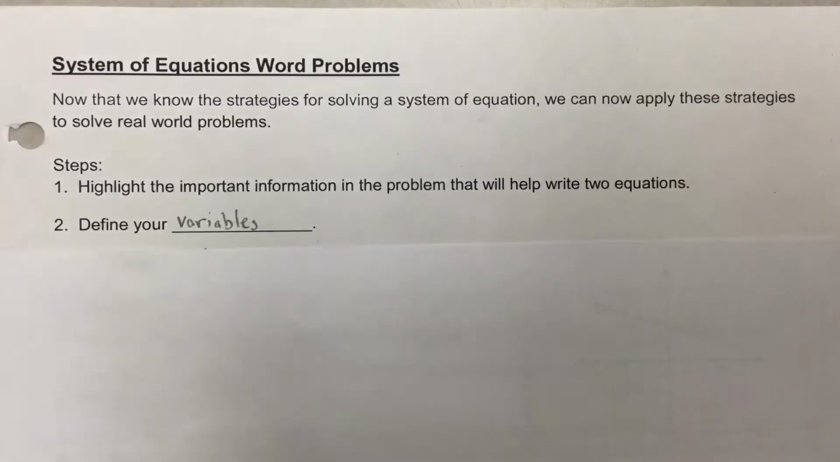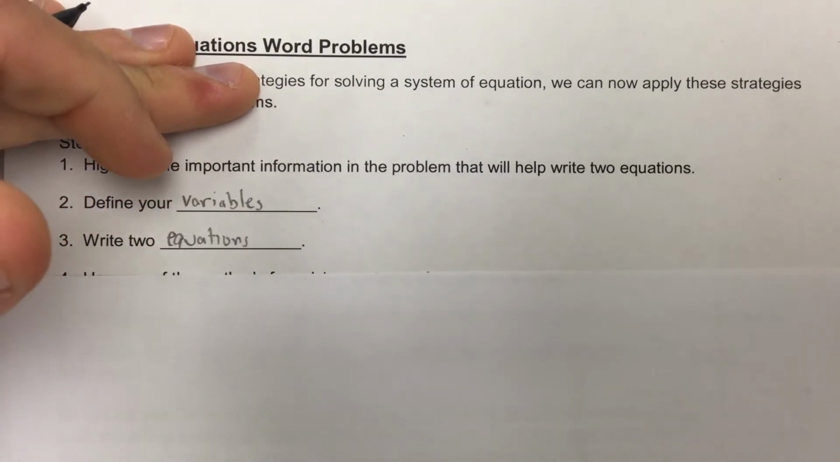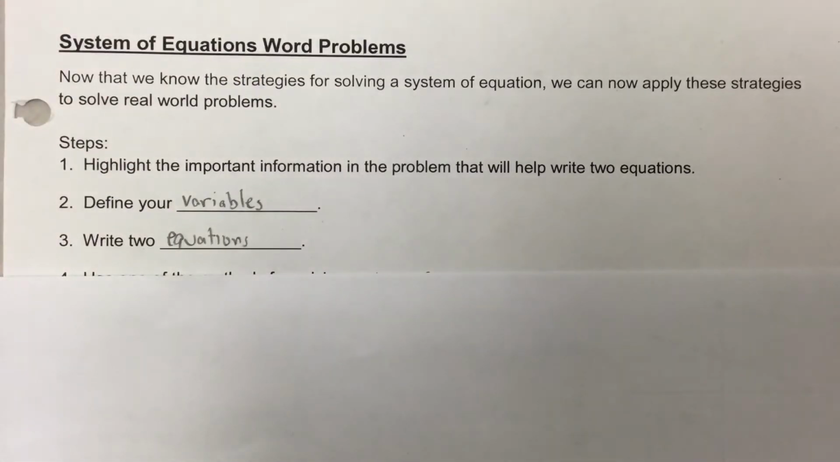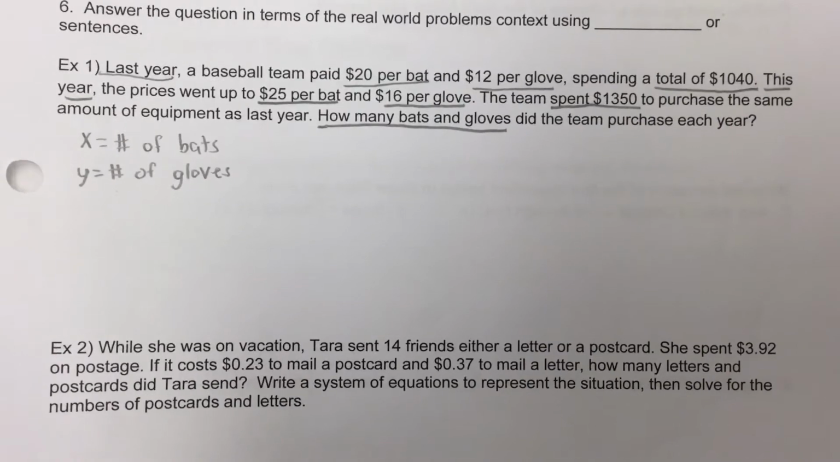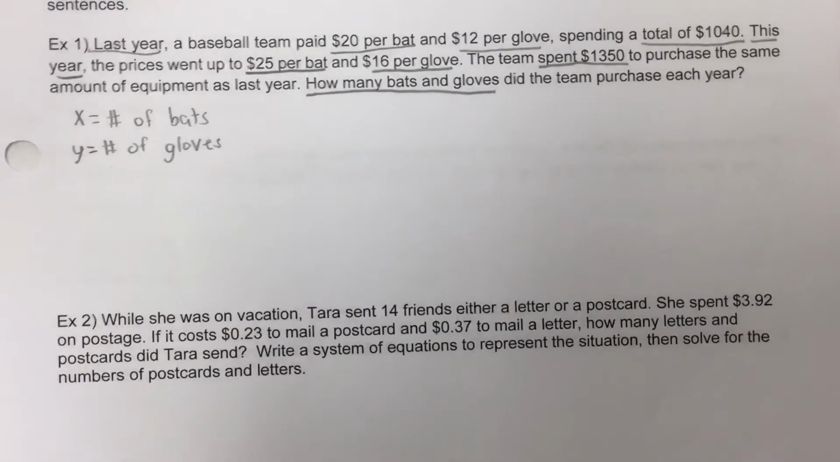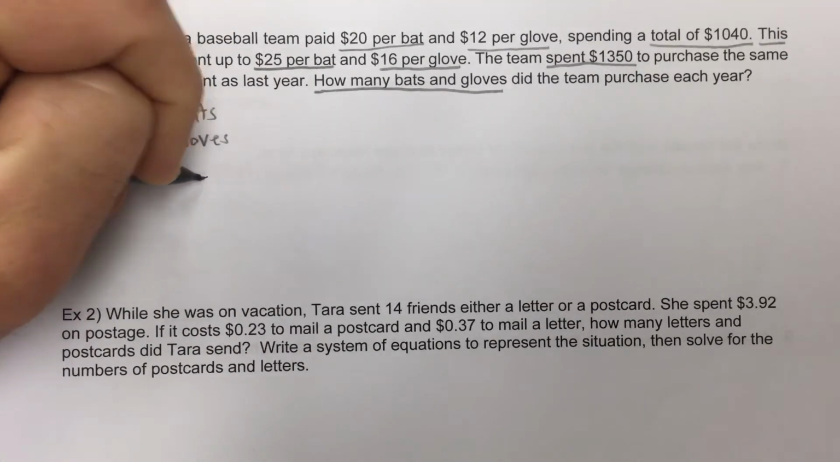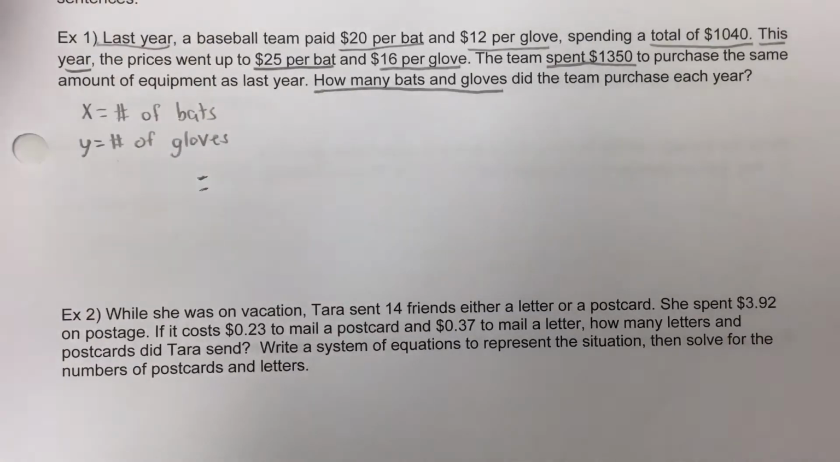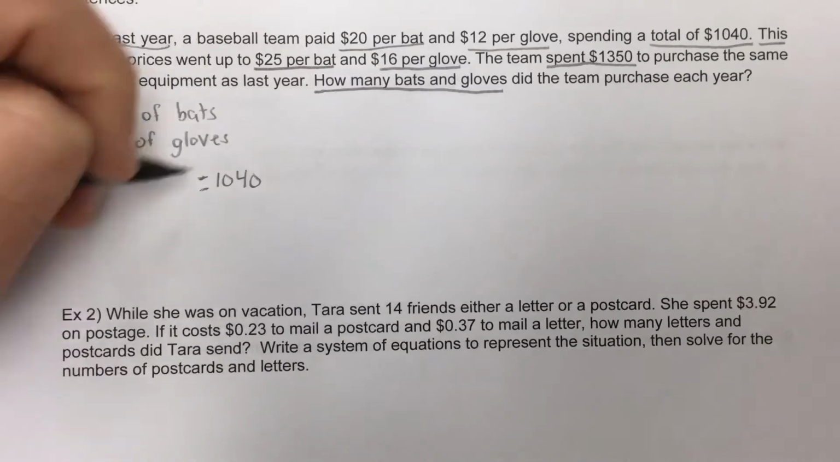All right, we go to step number 3. Since we have two variables, we need to write two equations to solve. So that's step 3, write two equations. These equations are going to be in standard form because we have a total. Remember, whenever there's a total, that is always going to be our standard form, ax plus by equals c. So we spent $1,040, so that's our total on our right.